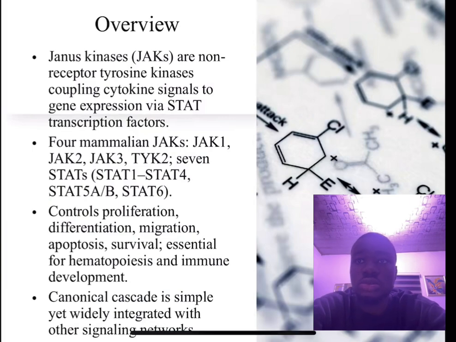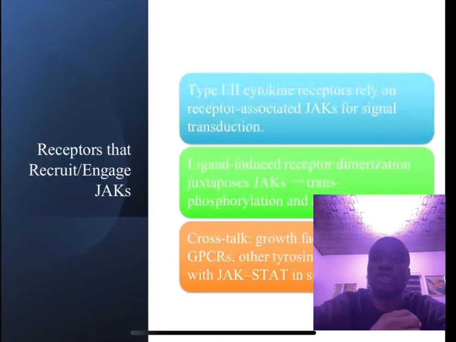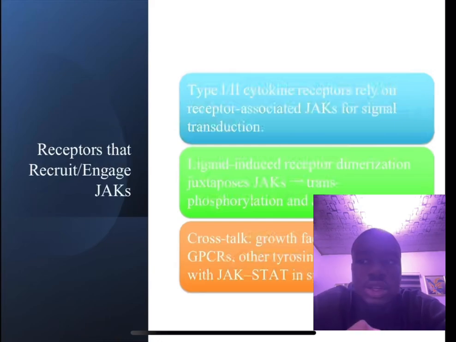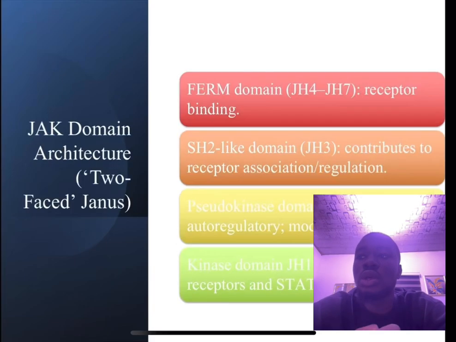Cytokines bind to receptors on the cell surface, which are made up of two chains. When the cytokine binds, it causes the receptors to come close together, a phenomenon known as receptor dimerization, to form a pair. This process brings JAKs in close proximity and allows them to phosphorylate each other as well as the receptors.